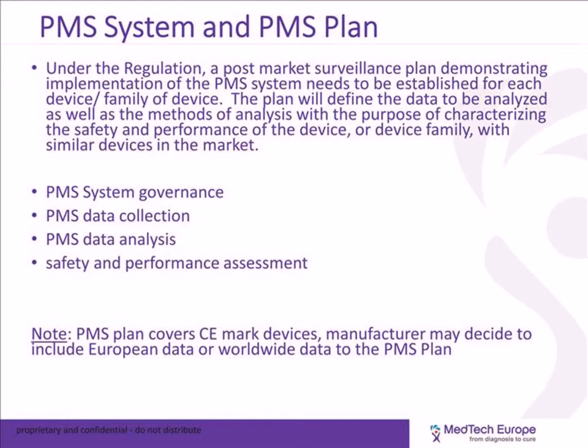It basically covers four elements: the post-market system governance, how it is established, how it works, and this is embedded into the quality management system. The PMS data collection, what kind of data will be processed and gathered. The post-market data analysis, how the manufacturer intends to review and process the data to reach an assessment of the benefit-risk ratio. And finally, the safety and performance assessment, which confirms the conformity assessment which was done at the time of the placing on the market.